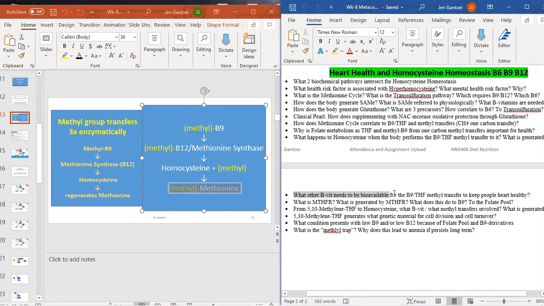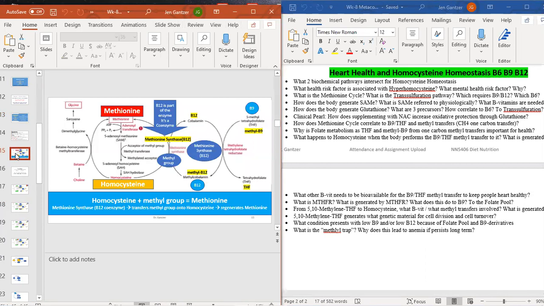What other B vitamins need to be bioavailable for the B9 tetrahydrofolate methyl transfer? That's your B12. You cannot successfully recycle homocysteine and form SAMe if you don't have both B9 and B12. If you don't have the B12, which is part of the enzyme methionine synthase, there's nothing for B9 to give it to. So both methyl B9 and methyl B12 are required in order to prevent cardiovascular disease and prevent hyperhomocysteine.